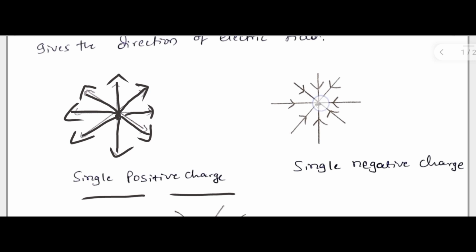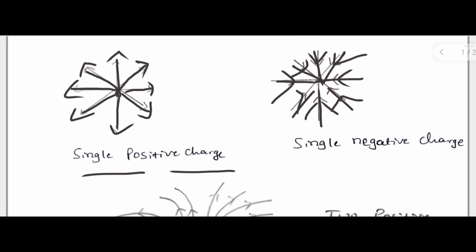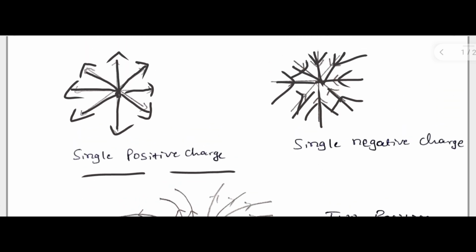This is a single point charge, and around it there are a number of field lines. For a negative charge, the direction is always inward; for a positive charge, outward. Like that we have this information, and now we are doing combinations of charges. These are the individual point charges, positive as well as negative.